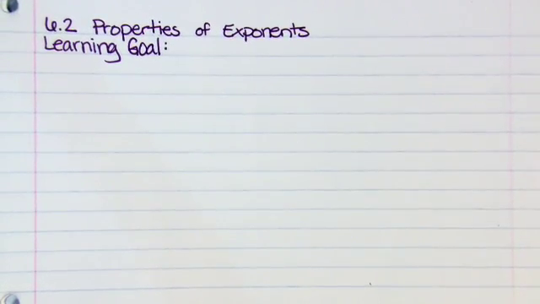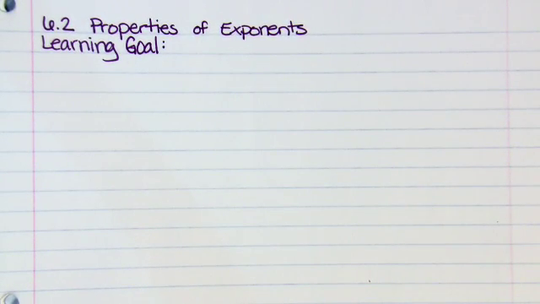Lesson 6.2 is looking at different properties of exponents. So I'm going to give you some rules that will make life a lot easier, but the great thing about properties of exponents is a lot of them, if you forget the rule, you can still figure the problem out. You're not totally in trouble.